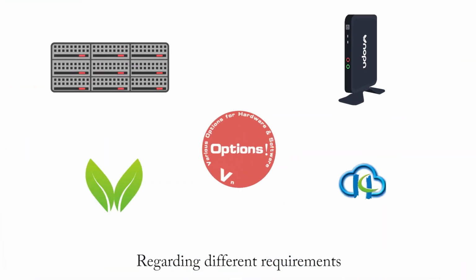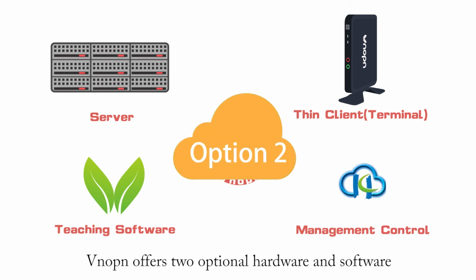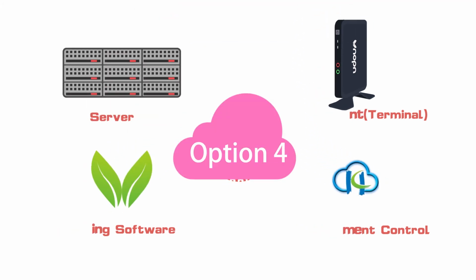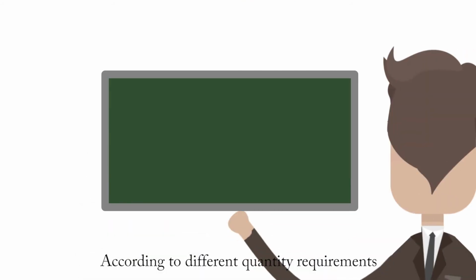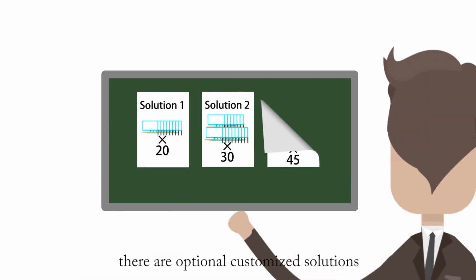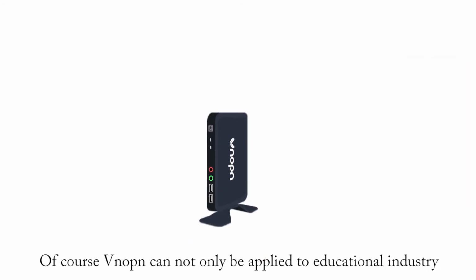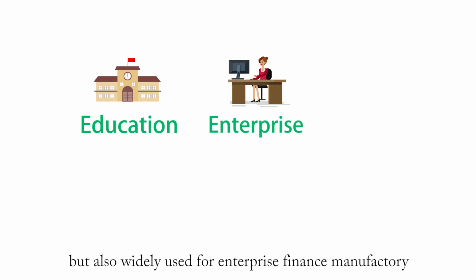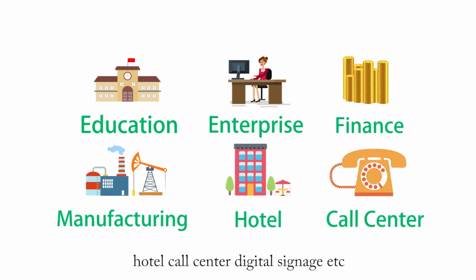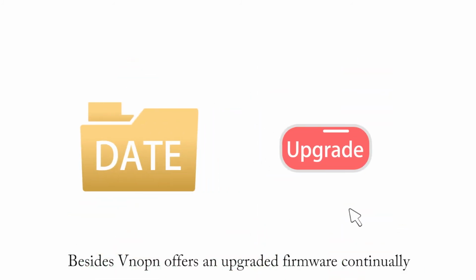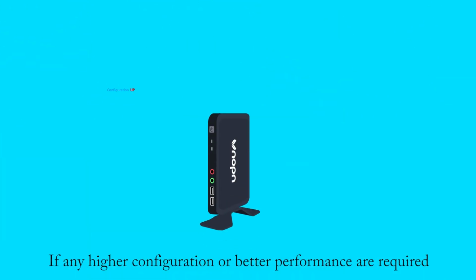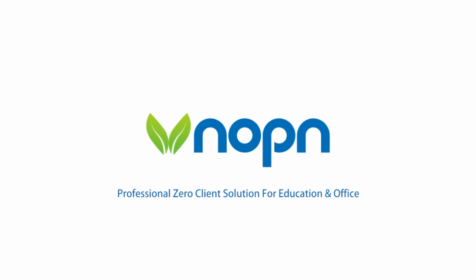Regarding different requirements, VinoPen offers 2 optional hardware and software. According to different quantity requirements, there are optional customized solutions. Of course, VinoPen can not only be applied to the educational industry, but also widely used for enterprise, finance, manufacturing, hotel, call center, digital signage, etc. Besides, VinoPen offers upgraded firmware continually. If any higher configuration or better performance is required, you only need to upgrade the server configuration. VinoPen, your ideal classroom solution provider.